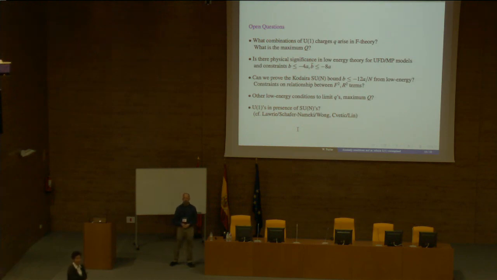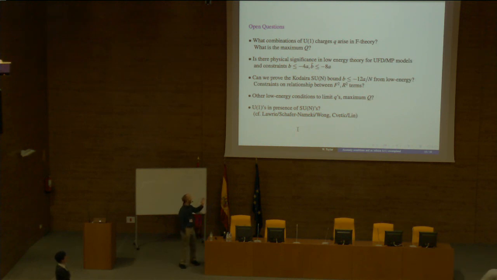Iñaki? Could you elaborate on that thing you said, the constraints on the relationship between F squared and R squared terms? It's just that A is the coefficient of capital B wedge R, and B is the coefficient of capital B wedge F, the Green-Schwarz anomaly terms. Those are related by supersymmetry to the F squared term and the R squared term.